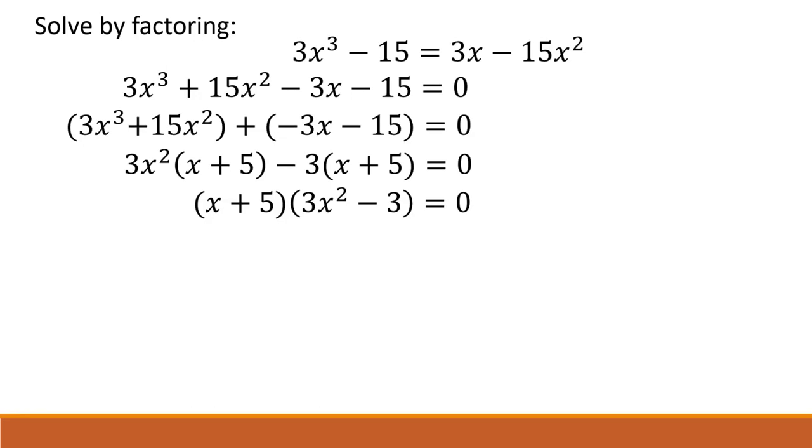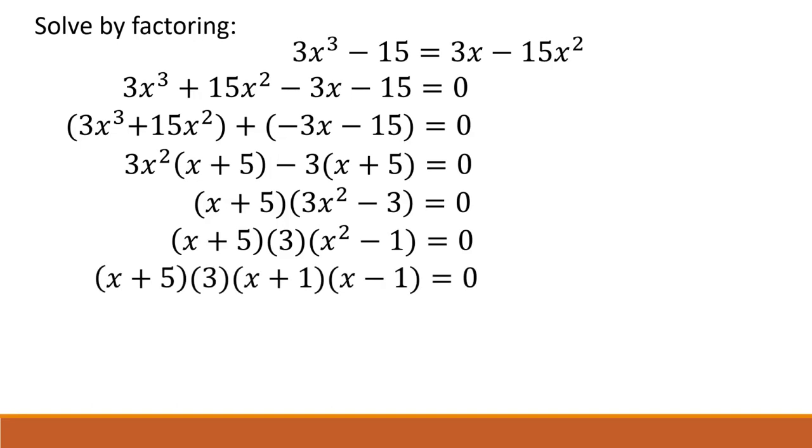3x squared minus 3 can still be factored a little more. There's a common factor of 3 in 3x squared minus 3, so we can rewrite it as 3 times x squared minus 1. And the x squared minus 1 is the difference of two squares, which we can write as x plus 1 times x minus 1. Now we've got four factors that are multiplied together to give us 0, so at least one of those factors has to be a 0.